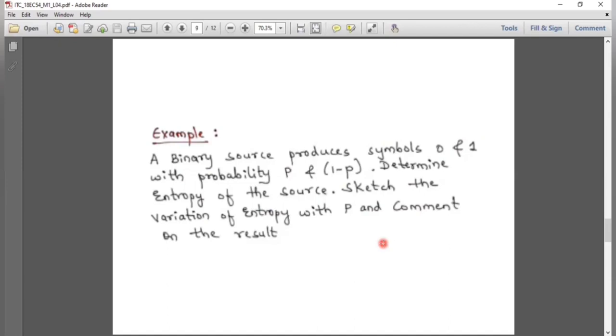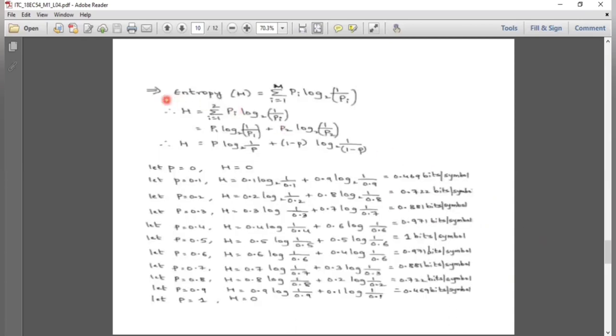So we have two symbols occurring, symbol 0 and symbol 1. Symbol 0 occurs with a probability p and symbol 1 occurs with a probability 1 minus p. So now we need to determine the entropy. We know that entropy is given by H equals summation i equals 1 to m of pi log of 1 by pi to the base 2. We have two symbols occurring, symbol 0 and symbol 1, so the value of m is 2.